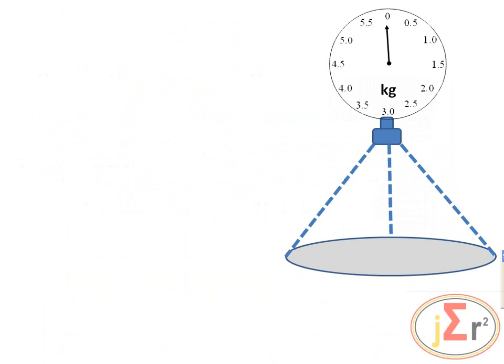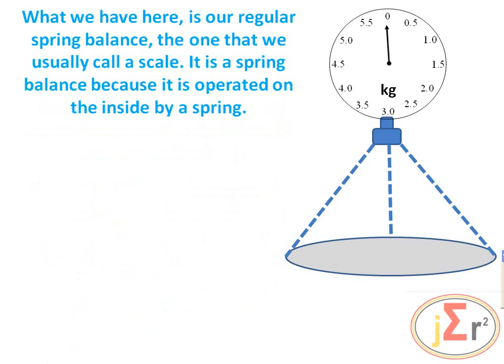What do we have there? And I know what Jerry is going to say, that it is a scale. Right. Jerry is saying that it is a scale. But the correct name for that is a spring balance. What we have here is our regular spring balance, the one that we usually call a scale. It is a spring balance because it is operated on the inside by a spring. So there's a spring inside here that operates the balance, and it is called a spring balance. And the spring is extended right down to the tip inside there.